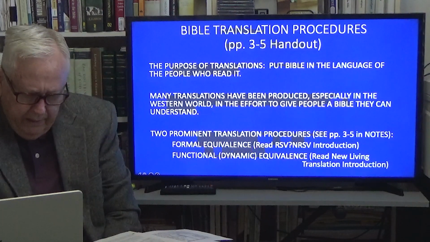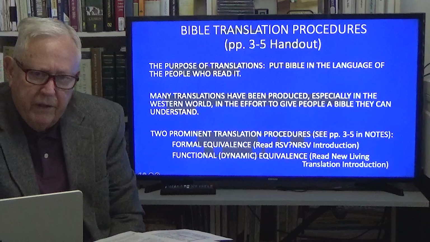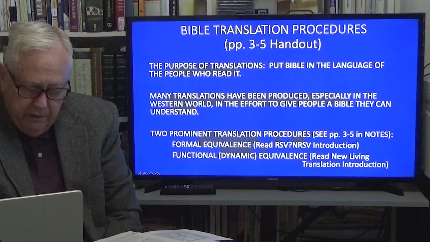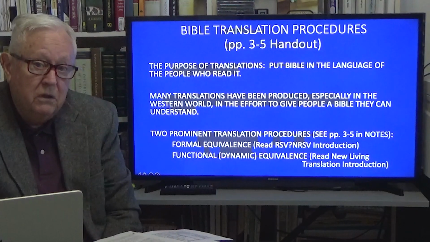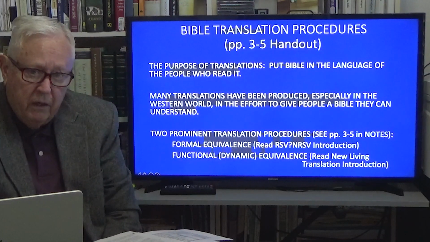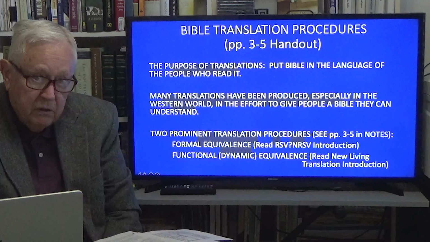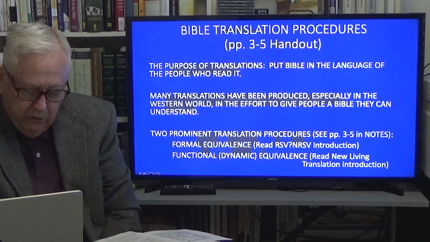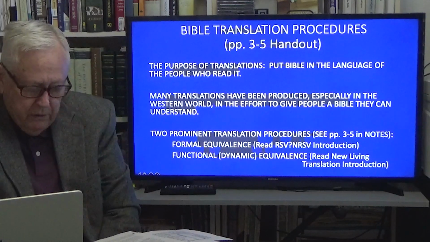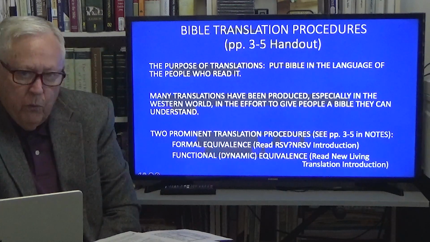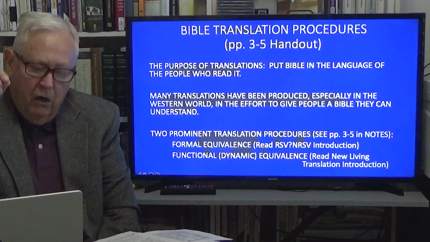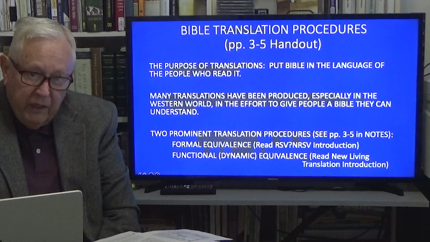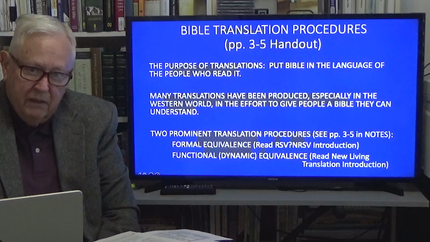Very fine man. He was the chairman of the RSV committee for many years. And he had a dictum that you'll read in the introduction to the RSV or the NRSV. Read the introduction. It was produced by Metzger. He has this phrase, which is in the middle of the page in bold print, that these formal equivalent translations are as literal as possible, as free as necessary.